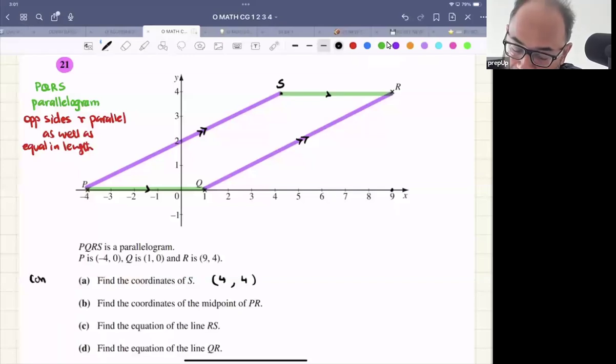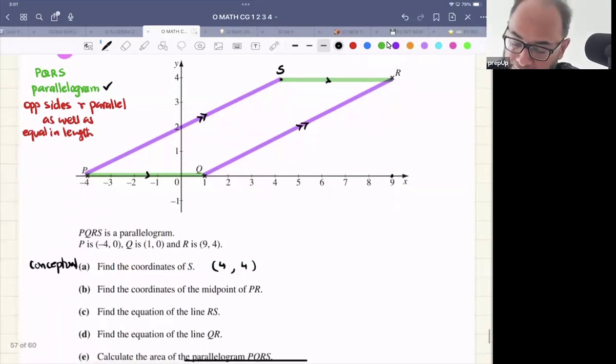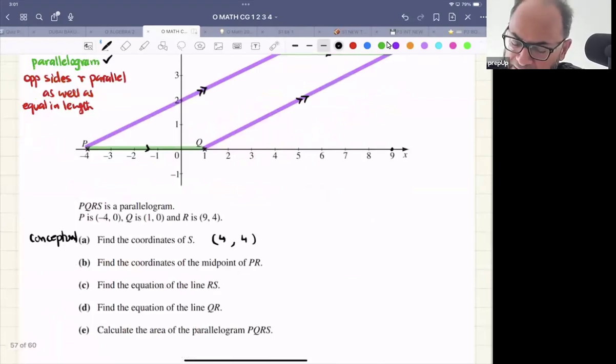It's a highly conceptual question. And this is the first time you have come across the concept of parallelogram in coordinate geometry. Opposite sides are parallel as well as equal in length. Then the rest of the questions are pretty basic.